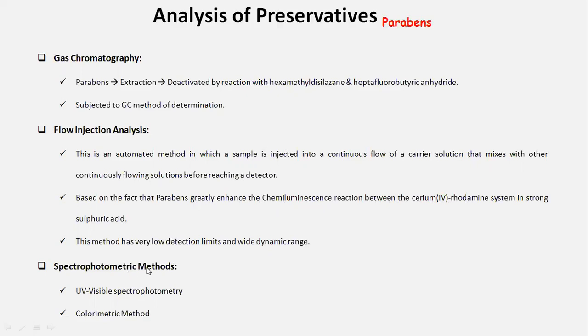Next, coming to spectrophotometric methods, the commonly used methods include UV visible spectrophotometry and colorimetric methods at particular nanometers. So the sample can be analyzed in order to know the absorption of the radiation.